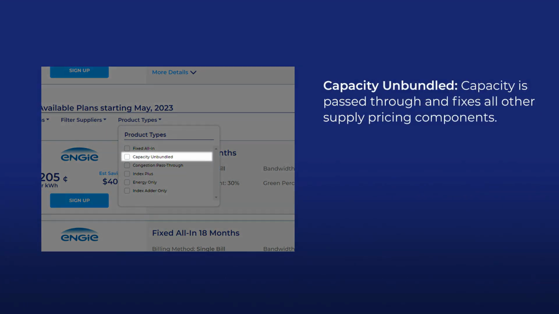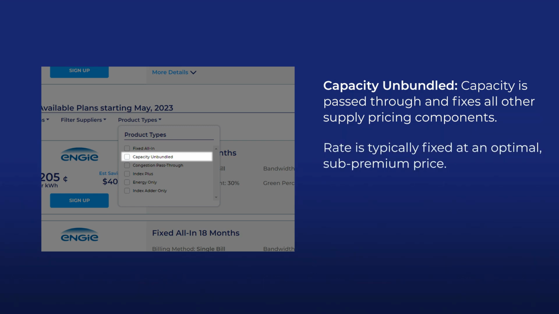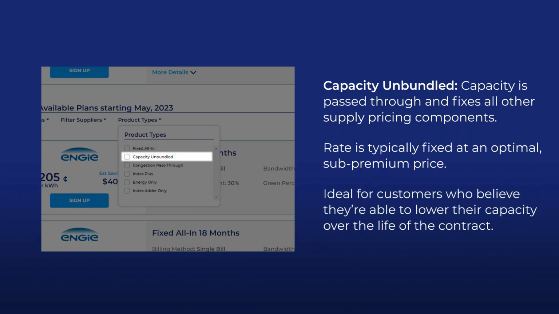With capacity unbundled, capacity is passed through and fixes all other supply pricing components such as transmission, ancillary, energy, and line losses. When capacity charges are passed through, the rate is typically fixed at an optimal sub-premium price. Customers who believe they're able to lower their capacity over the life of the contract are a great fit for this product.